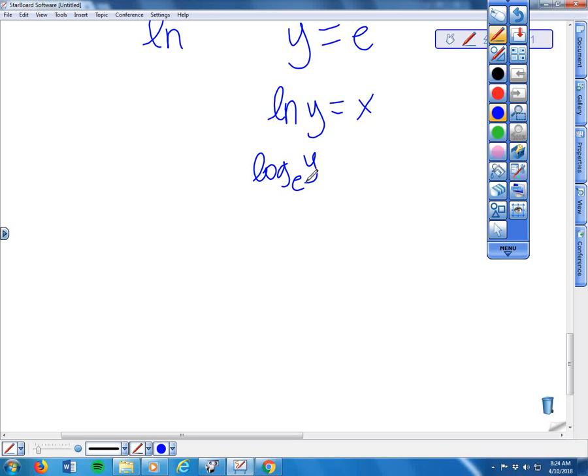But just know in the calculator, ln means log base e. So anytime you're asked to find the natural log of something, you use that ln button.